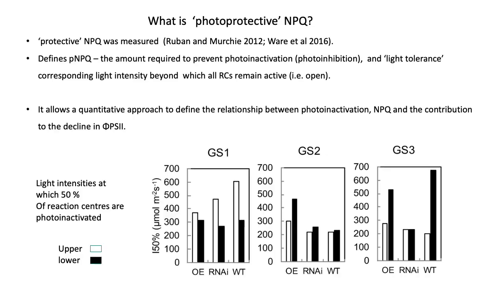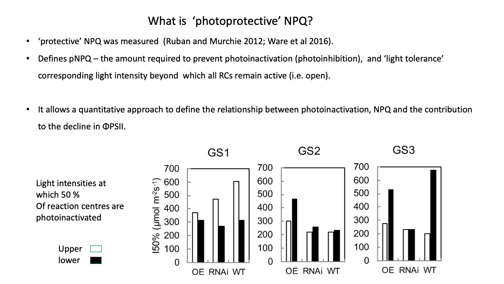We measured something called photoprotective NPQ. This is a specific measurement using chlorophyll fluorescence. It defines something called protective NPQ, or PNPQ, which is the amount of NPQ required to prevent photoinactivation or photoinhibition. And it also defines light tolerance, which is the light intensity beyond which all reaction centers remain active, or open.